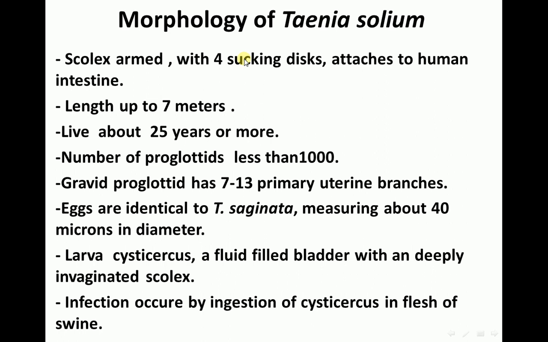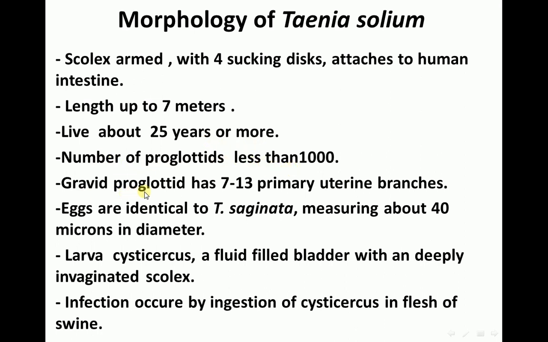Morphology. Scolex armed, provided with 4 spherical suckers, attaches to human intestine, length up to 7 meters. So this parasite is shorter than Taenia saginata. Lives about 25 years or more. Number of proglottids less than 1,000.